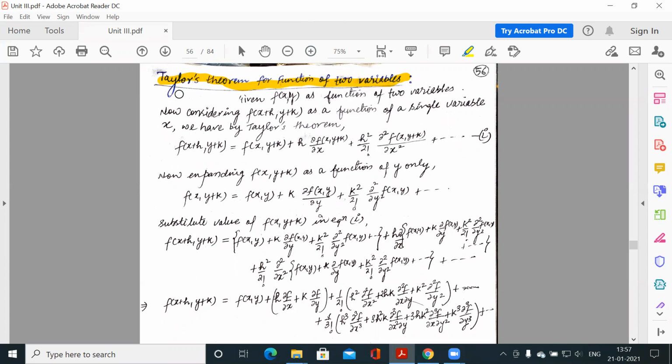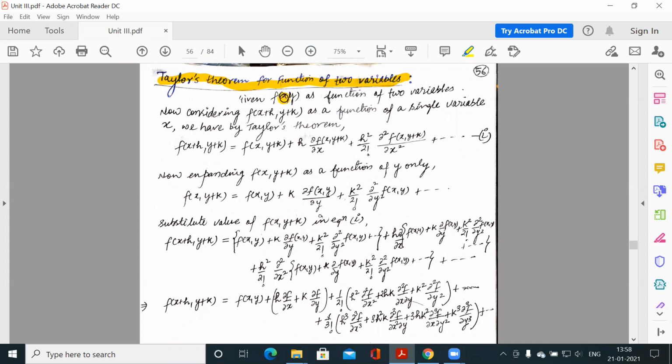Today's topic is Taylor's theorem for function of two variables. In the previous lecture, we studied how to expand a function using Taylor's theorem, but it was a function of one variable. Now we have a function of two variables. So there is symmetry, nothing is different. The only thing is that now we have to deal with two variables.